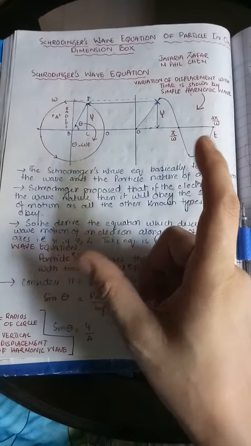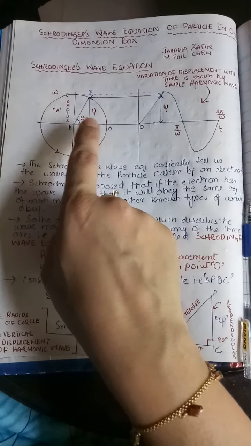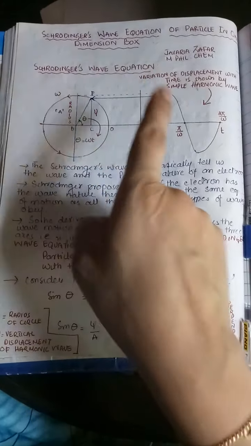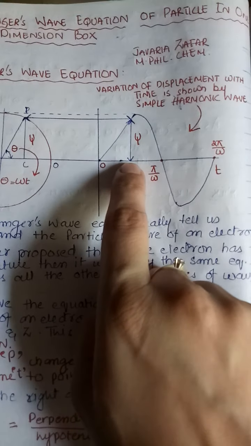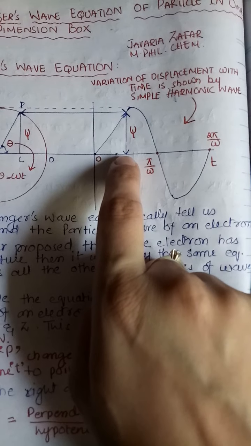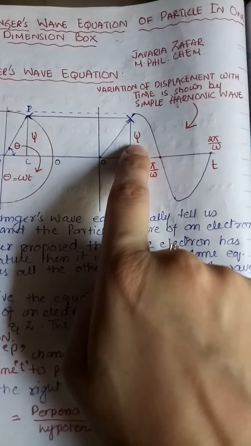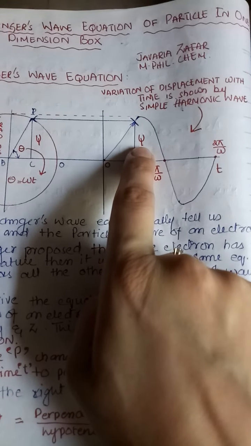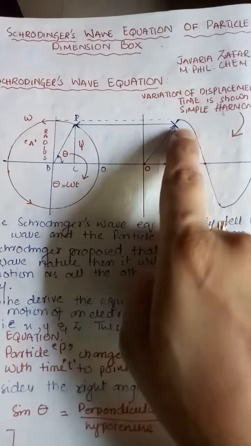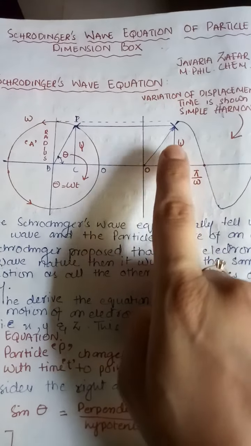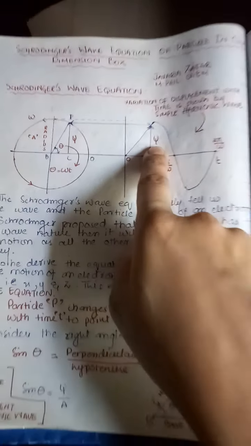So the particle changes its displacement. Displacement is the shortest distance. The particle changes its displacement with respect to time, and this is shown with the help of the wave. You can see that the amplitude of this wave is equal to psi. This psi is typically the amplitude of the wave. It is also called the wave function.